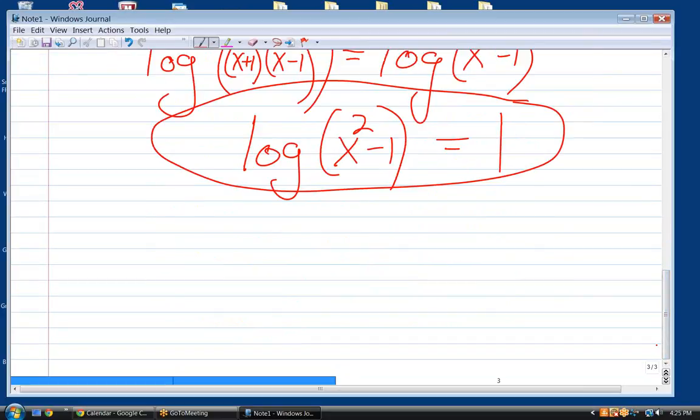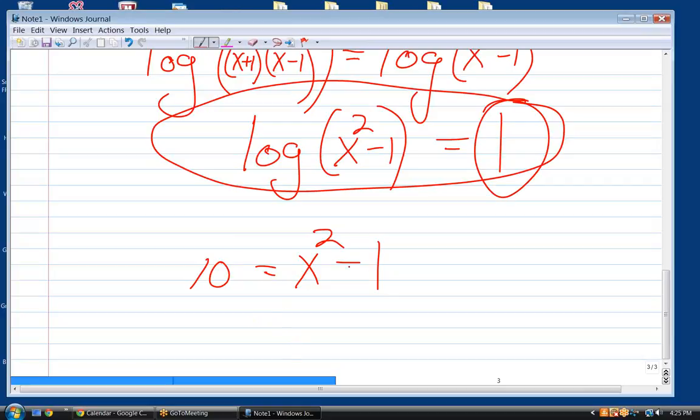The answer is to turn it back into an exponential expression. Here's how you go backwards. In other words, remember logs are exponents. So the exponential expression here is whatever the base of that log is, which is 10, raised to the number on the far right, which is 1, has to equal the argument. 10 to the 1 is 10. Now I have a quadratic that I can solve.